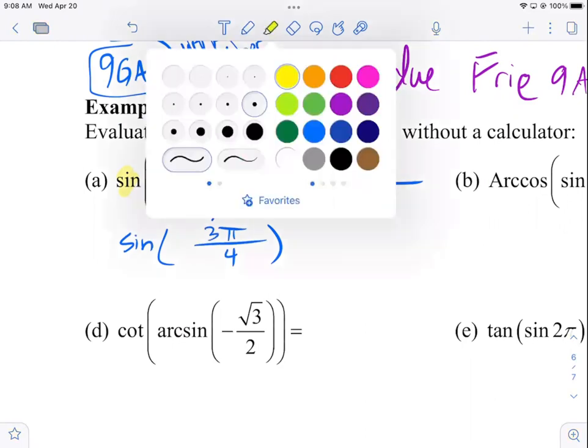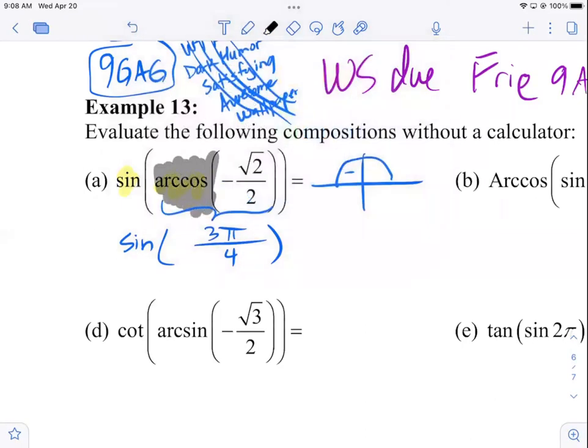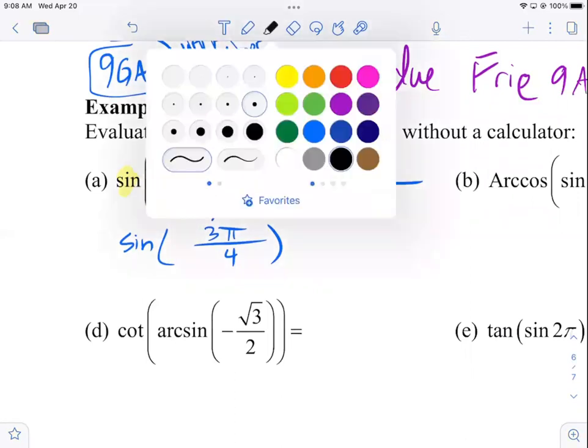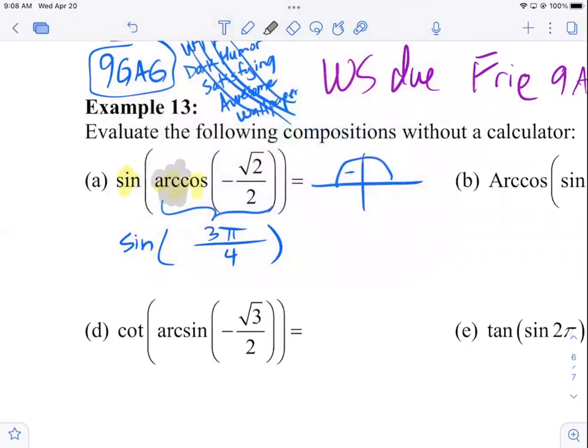If you want to color code it, you really don't want to highlight with black, right? There, gray works well. So that becomes that. And now, what's sine of 3 pi fourths? What's the y value there? Positive square root of 2 over 2. Very good. Boom. See how fun this is?